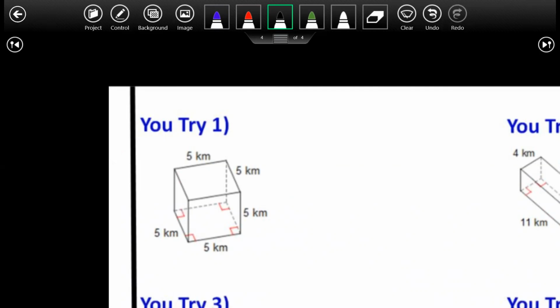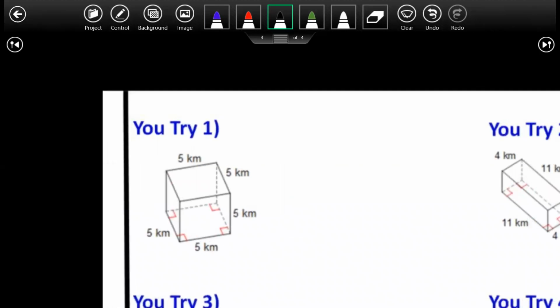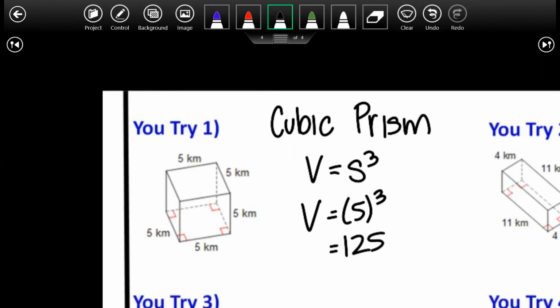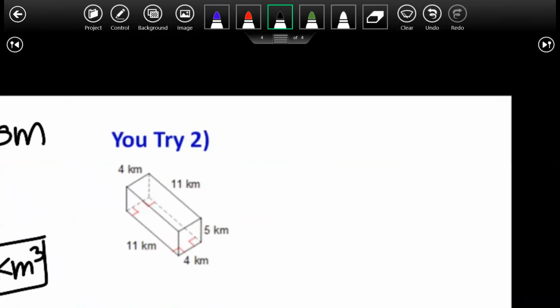22. You find yourself. What type of figure do I have for number 1? Cubic prism. For our cubic prism, the volume is going to be side cubed. That means we're going to have 5 cubed, which is going to be what? Okay, 125 kilometers cubed.